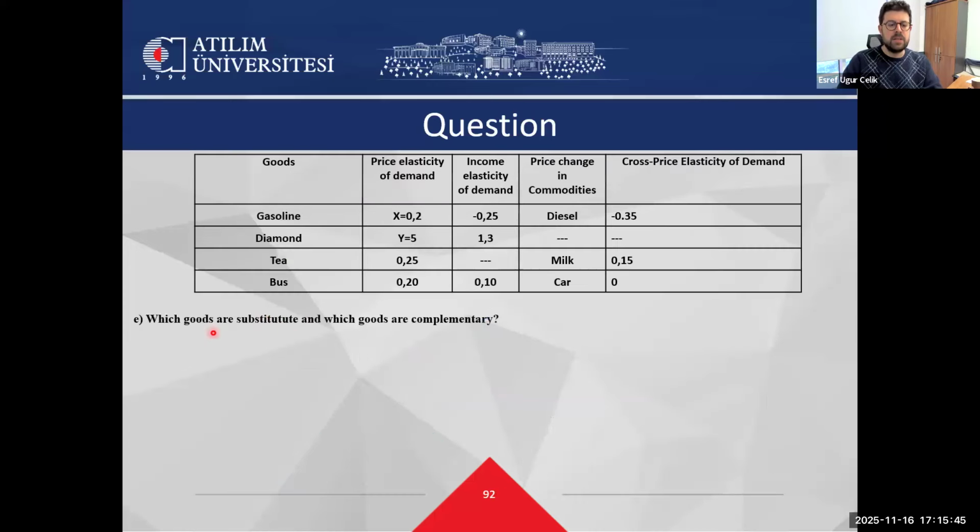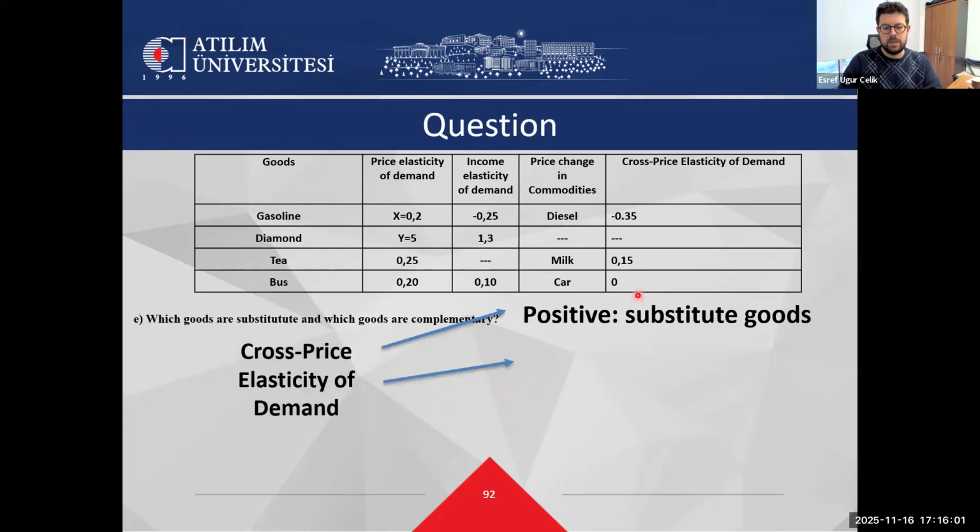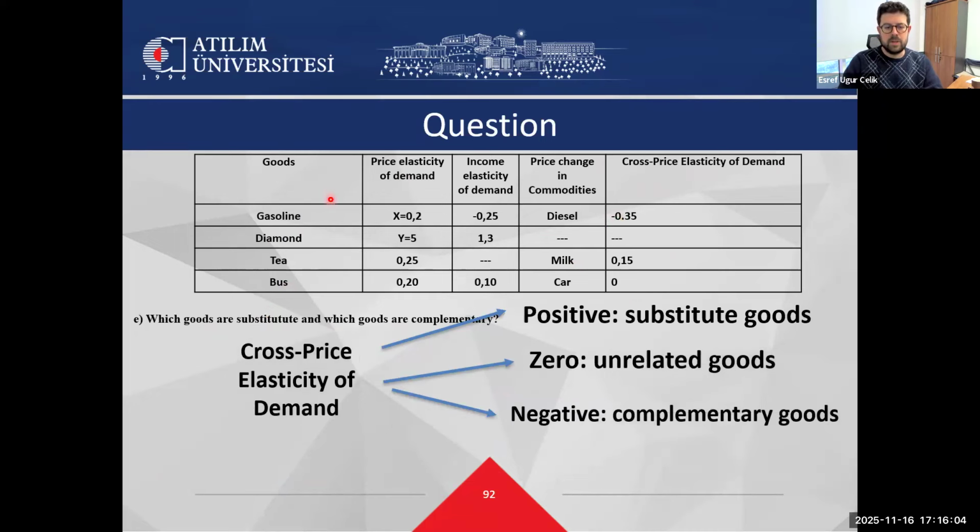Okay. Which goods are substitutes and which goods are complementary? For looking at that, cross price elasticity of demand. Gasoline negative, diamond no information, tea positive, bus 0. Negative, so gasoline and diesel are complementary. Diamond no information. Tea and milk are substitutes. Bus and car, 0 means unrelated. So please don't forget, I'm going to write it down by looking at these relations, not the real life example.